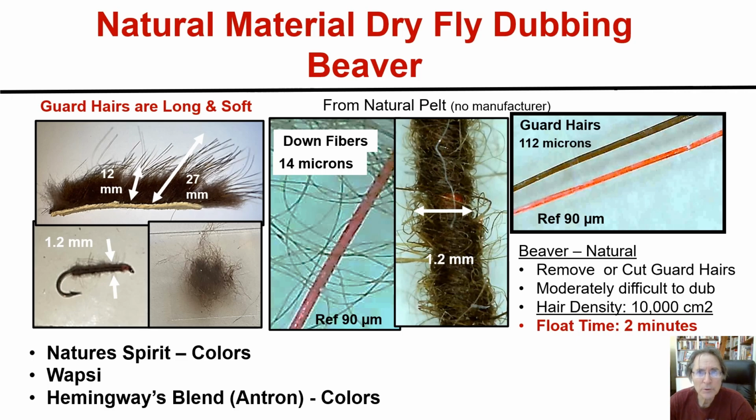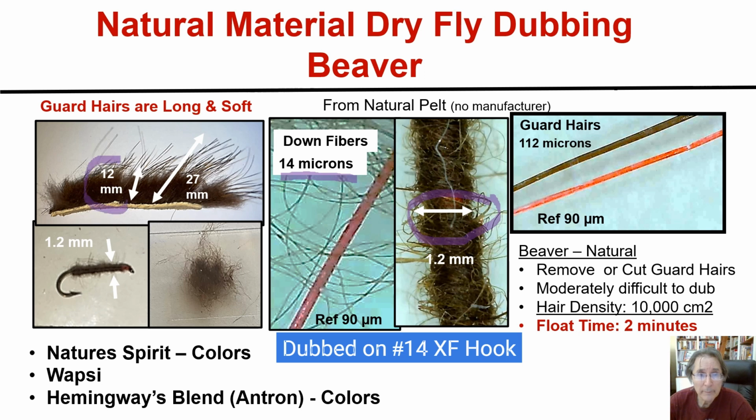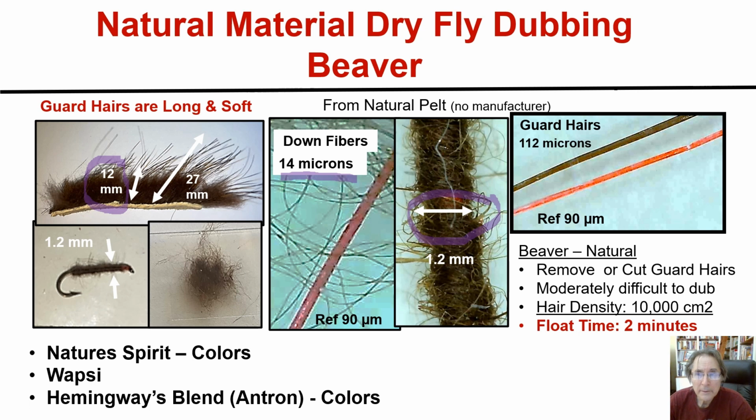The best overall dry fly dubbing out there is from the beaver. The beaver has these down hairs with a diameter of 14 microns that can make a nice, tight, dubbed body. You can even make a thinner body if you trim the 12 millimeter long down furs to smaller sizes. For varying amounts of texture, you have these guard hairs that are almost 30 millimeters long, but they have this thickness of 112 microns, just huge in the fiber world.